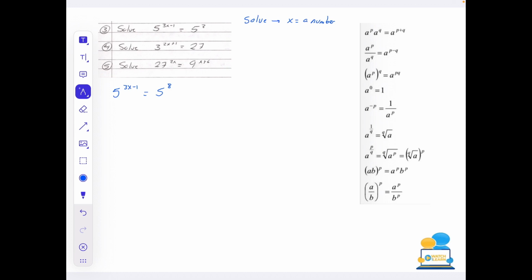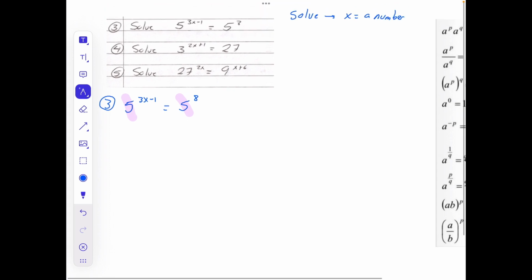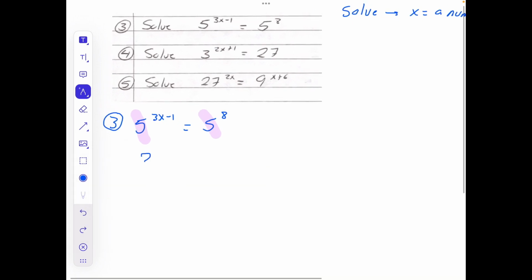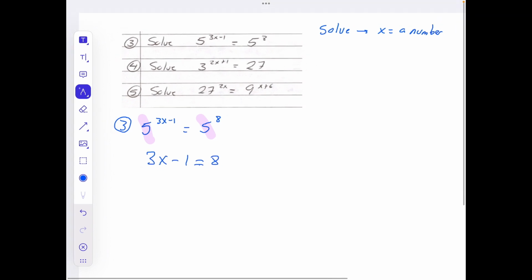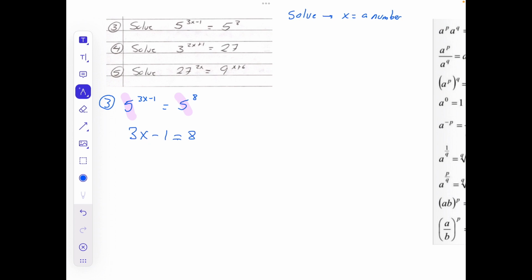Question 3 here is actually relatively straightforward. When we have the bases the same, so here they're both 5s, we can just cross them out and let the powers equal each other. So we can say that 3x minus 1 is equal to 8. That will be the last step for most of the harder questions. We can only do that when the bases are the same.